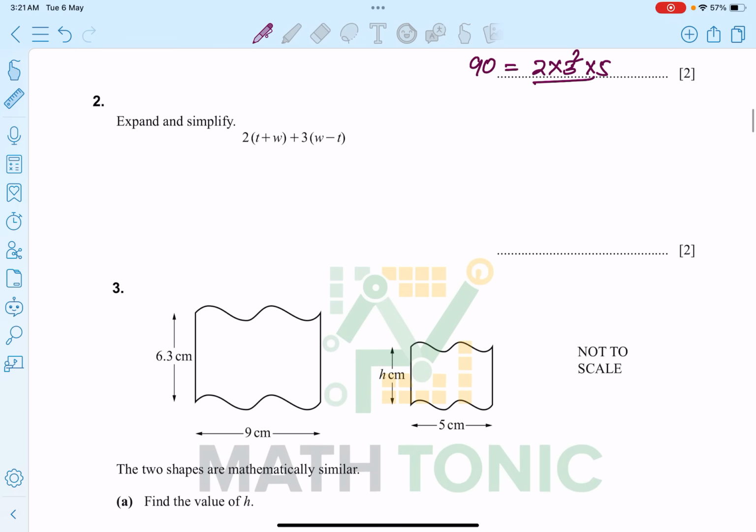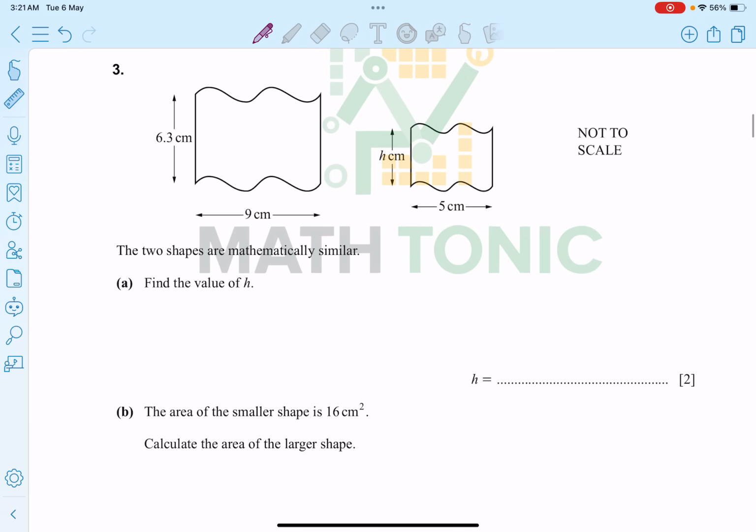Expand and simplify. So you have to expand this one. It will be 2t plus 2w plus 3w minus 3t, right? So you can see here 2w plus 3w becomes 5w, and 2t minus 3t becomes minus t. So this simplification should be 5w minus t. Got it everyone clearly?